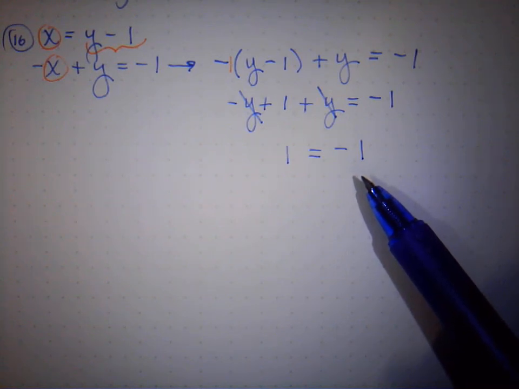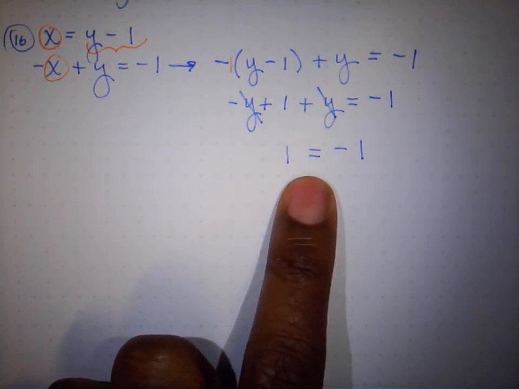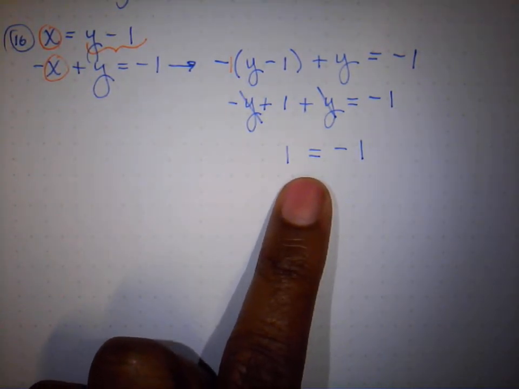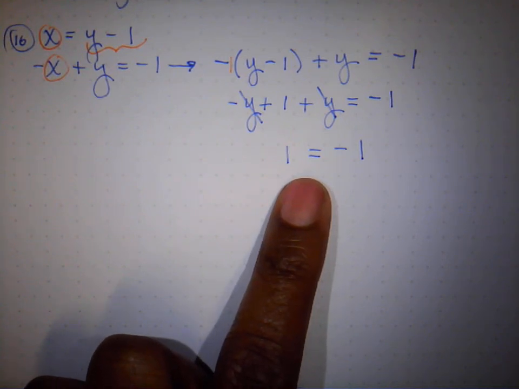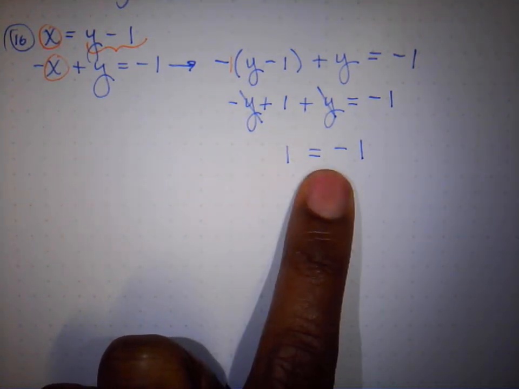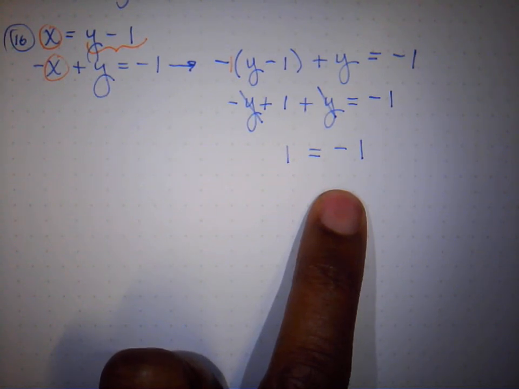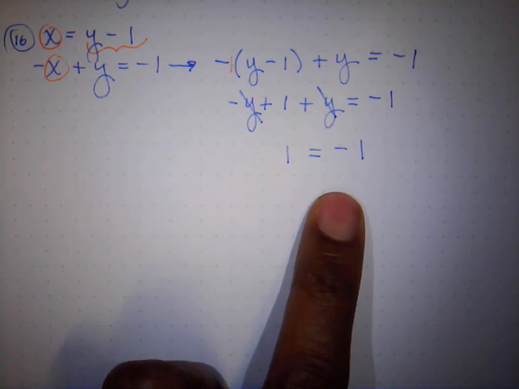Therefore, what is the answer? No solution. When you end up with something that is simply fundamentally not true, you might end up with 8 equals negative 7. You might end up with 3 equals 5. Either way, they're presenting that 1 is equal to negative 1. This is a false statement, period. Ain't no what ifs, ain't no ifs, ands, or buts. This is a false statement, therefore there is no solution for this system of equations. Is that clear? All right.